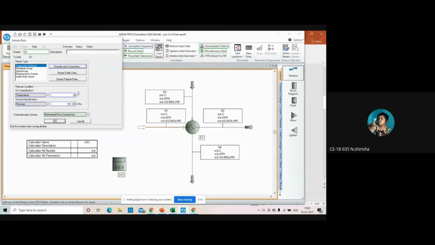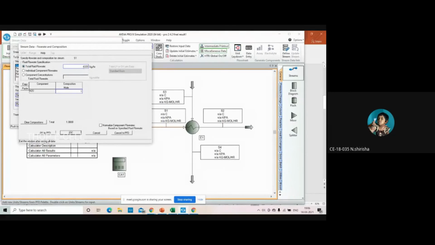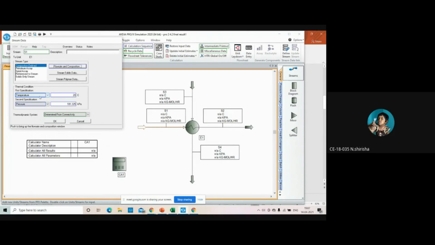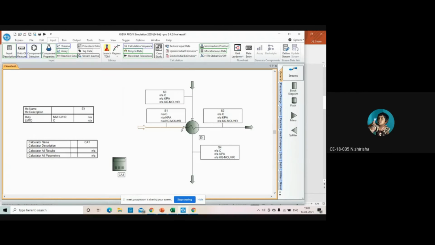Now, giving the cold water stream, they have given in the question that the flow rate is in kg per second, so by changing it to kg per hour, this is the flow rate, and the mole composition is 1. Now they have given the temperature as 20 degrees centigrade for the cold water and the pressure as 101. So putting these in, now this is the cold water inlet.